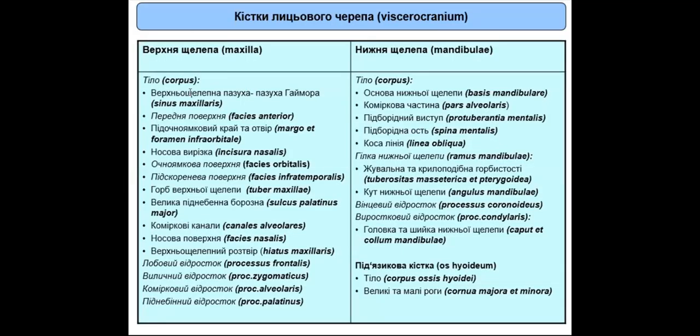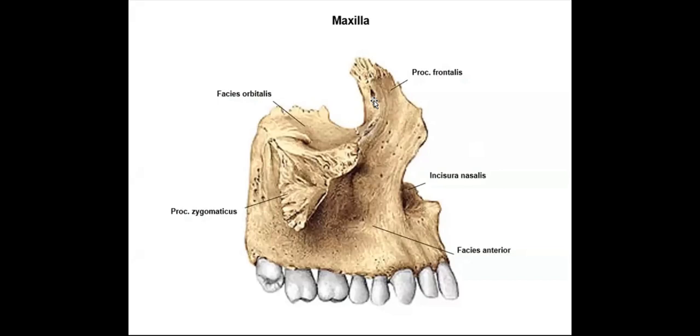But in the maxilla there is a body with a sinus, the Highmore sinus, you understand, yes, and on the body there are some surfaces and some processes, yeah. The frontal process connects to the frontal bone, the zygomatic process connects with the zygomatic bone, with, for example, the maxillary process of the zygomatic bone, yeah. Next, the alveolar process, with the alveolar dentalis, a special place for teeth. And I have a question for you. When can we see the first tooth in the oral cavity in a child?